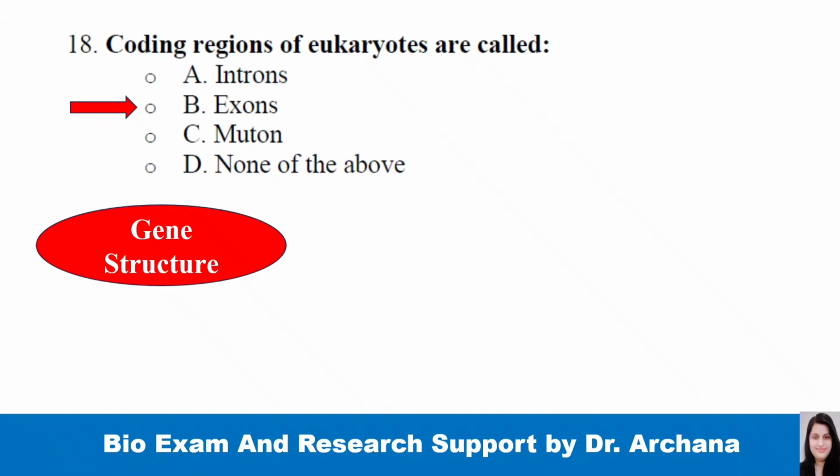Next question is coding regions of eukaryotes are. Again, it is a very simple question. So they are called exons. They are expressed and translated into proteins. Okay, this is a basic gene structure that I think all of you must be knowing.